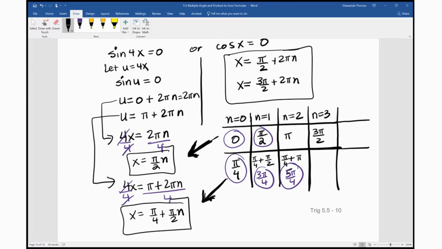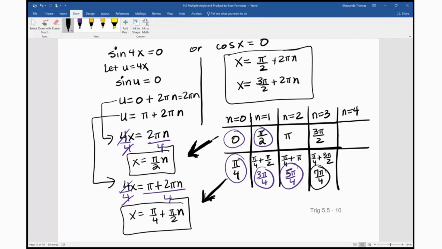n equals 3 down here. That would be pi over 4 plus 3 pi over 2. What is pi over 4 plus 3 pi over 2? 7 pi over 4. Very nice. You're good with fractions, I see. All right. We're still in the unit circle. Isn't 7 pi over 4 in the unit circle? Yep. What about n equals 4?